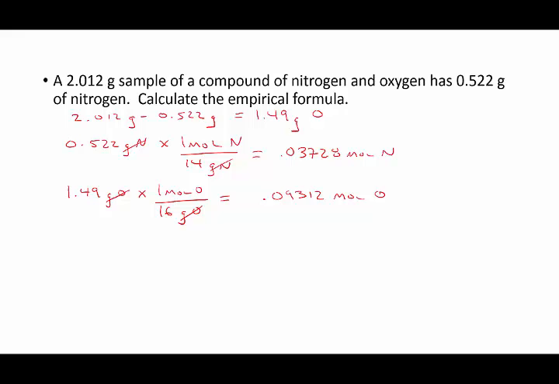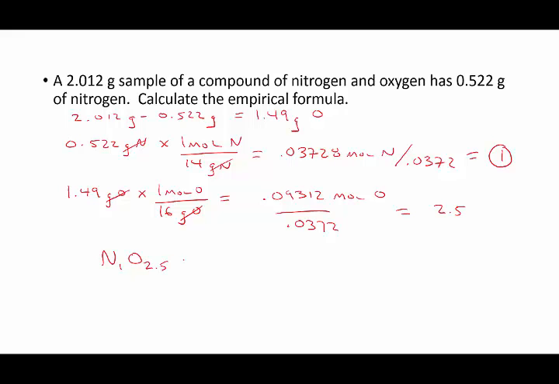So the next thing we need to do is divide through by the smallest number of moles. In this case, we'll divide each of these moles by 0.0372. Dividing this by 0.0372 moles, that obviously gives me a subscript of 1. When you divide this by 0.0372 moles, I'm going to get 2.5. So if we actually put this formula together, what we have right now is 1 mole of nitrogen and 2.5 moles of oxygen.